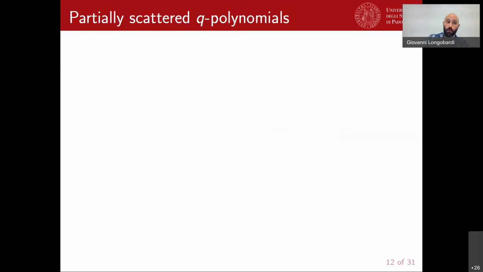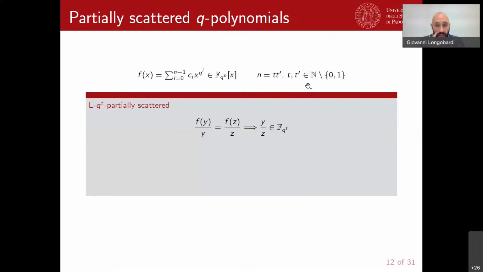Now, with Corrado, we weaken the property to be scattered, introducing the partial scatteredness of q-polynomials. So if we have this polynomial, we suppose that n here is the product of two integers t and t prime, of course not 0 and not 1, and we introduce these two definitions. The first one, L, q^t partially scattered: f(x) is a q-polynomial, not a q^t-polynomial, of course, otherwise this definition is trivial.